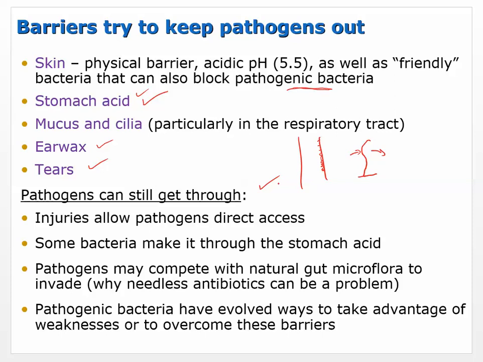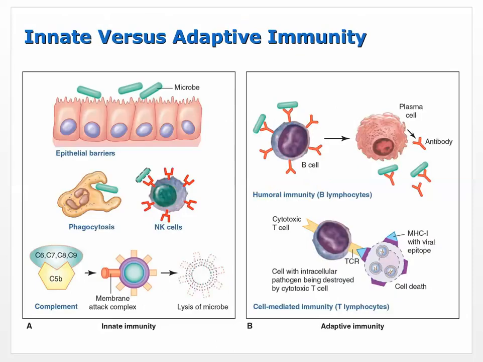But pathogens can still get through. Injuries can allow them access. Some bacteria make it through the stomach. Some bacteria or microbes may compete with natural gut microflora to invade. And I say microbes because that can also be fungal. We have fungal infections, we have viral infections, we have all those kinds of things that can happen. So pathogenic bacteria and viruses have evolved ways to take advantage of weaknesses. Fungus have a little bit of a harder time, and that's usually just when people are immunocompromised. But these bacteria and viruses have evolved ways to overcome these barriers.